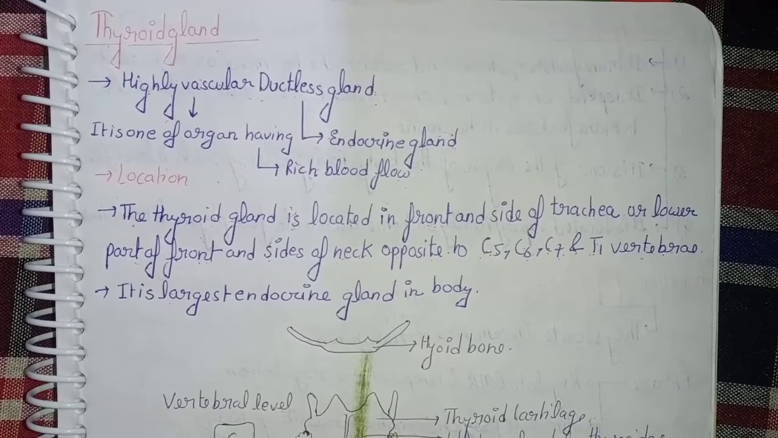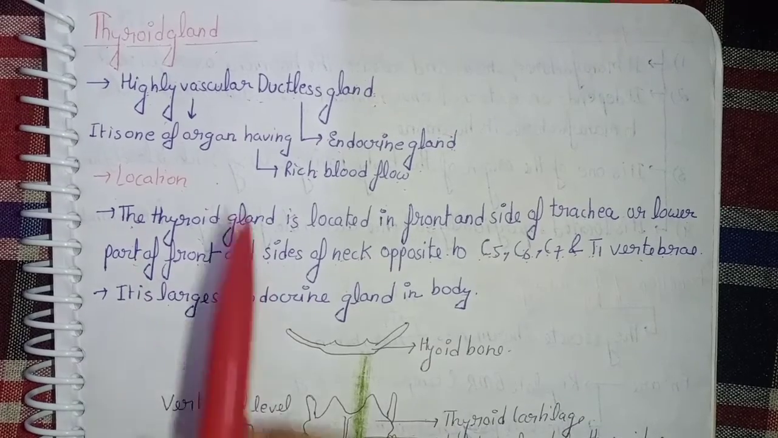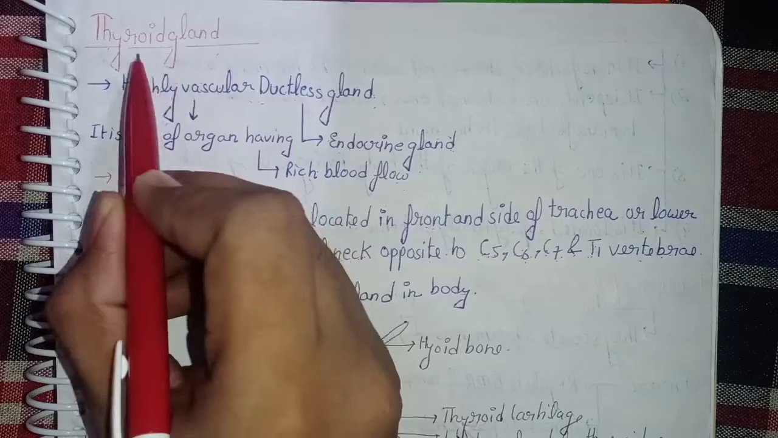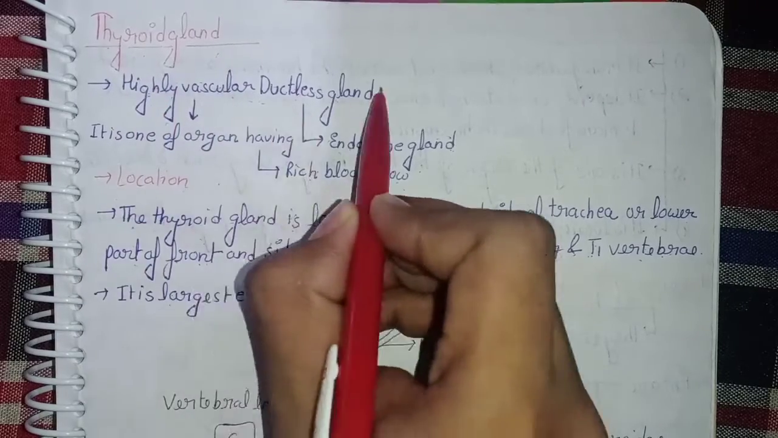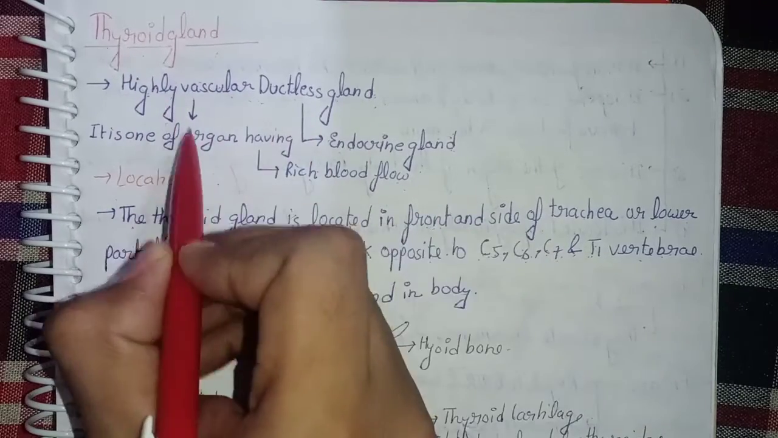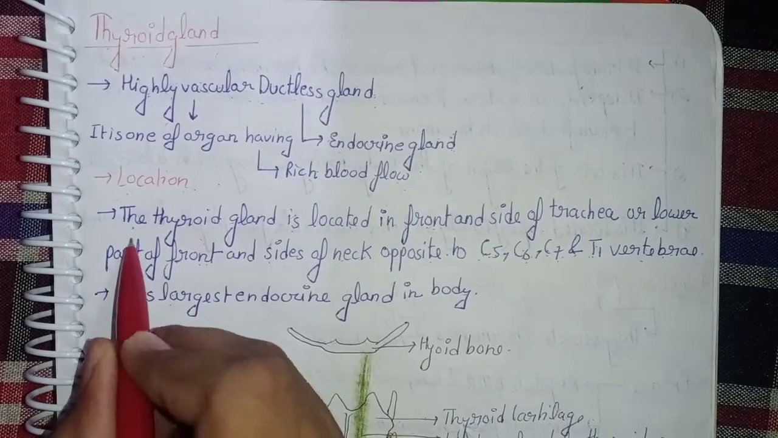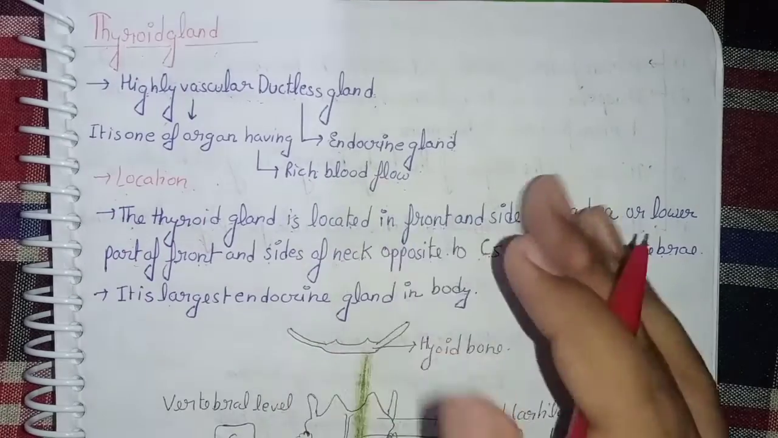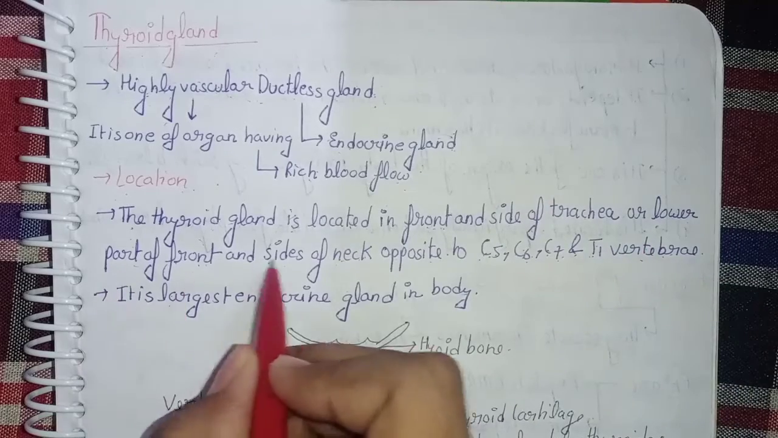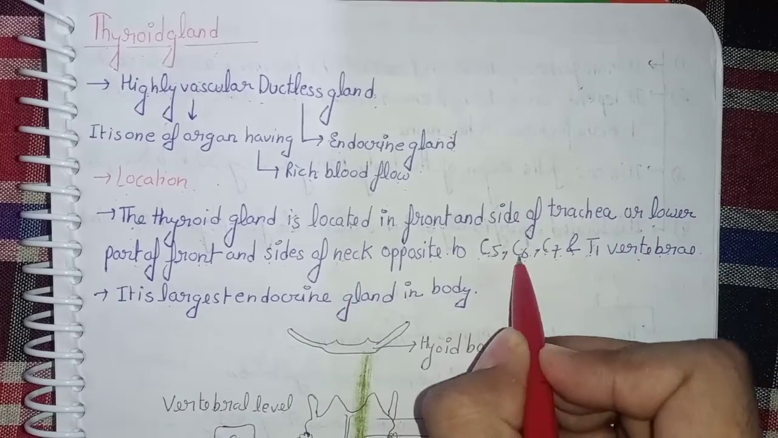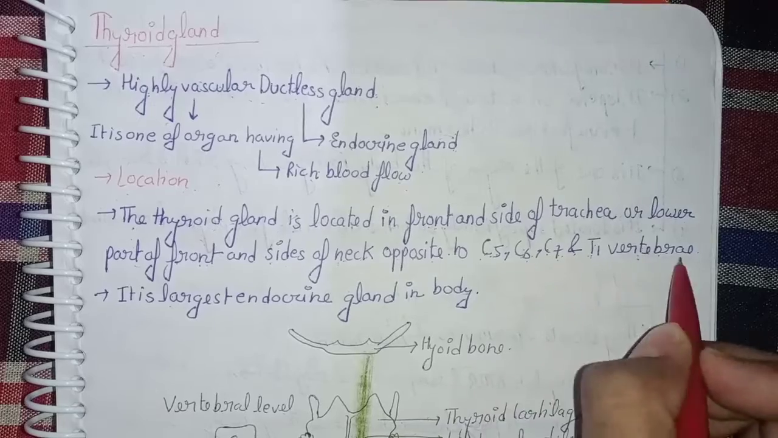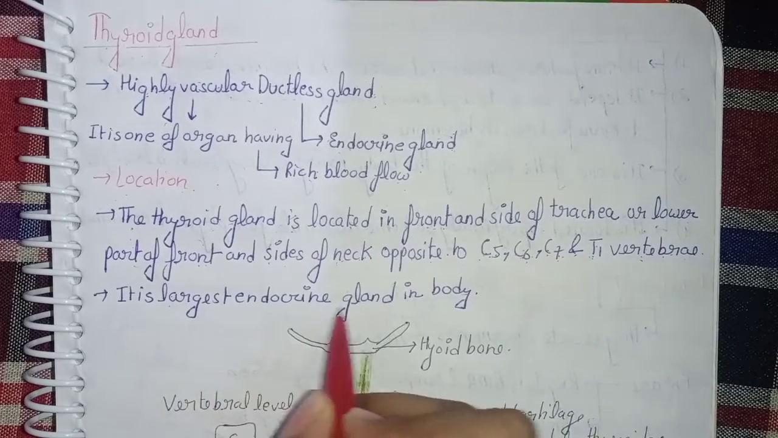Today's video is on thyroid gland and its development. So coming to today's topic, thyroid gland. Thyroid gland is highly vascular and ductless gland. Ductless means endocrine gland and highly vascular means the gland which is rich in blood flow. So now coming to location of thyroid gland, the thyroid gland is located in front and the sides of trachea or in the lower part of front and sides of the neck opposite to cervical 5, cervical 6, cervical 7 and thoracic 1 vertebra. And it is also known as largest endocrine gland in the human body.